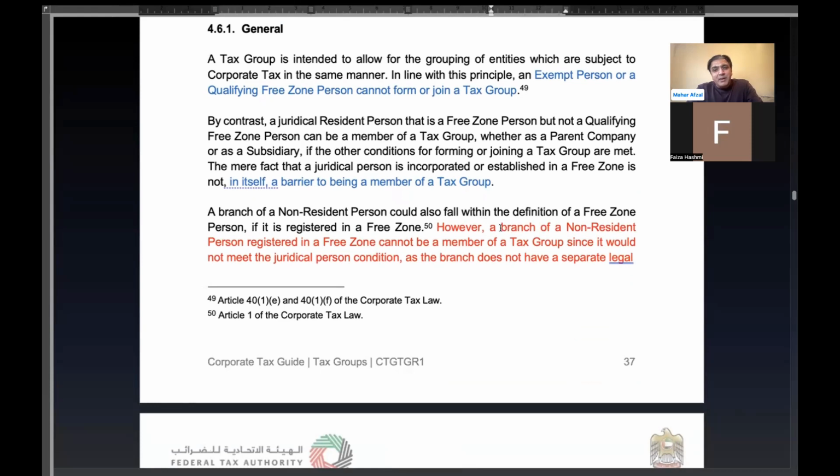A branch of a non-resident person cannot become a part of a tax group. We have already discussed in the very beginning two conditions: resident branch will be assumed. This is the PE of the non-resident person, and this branch doesn't have any legal importance. Basically, this is an extension of the main entity. So the branch itself has no legal importance. This is not separate from the main parent company. Branch is the extension of the parent company. So a branch cannot become a part of a tax group. Moreover, we have discussed in the very beginning the resident juridical person. Branch is a PE of the non-resident person, so it cannot become a part of the tax group.